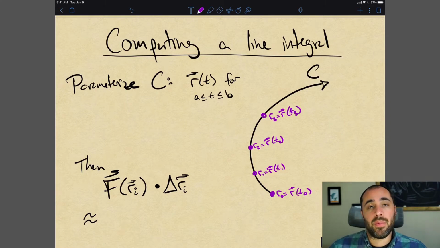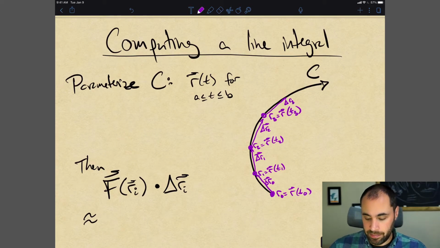But if we parameterize the path, that is, if we can write it as r of t for some time parameter t, then really we could think of this as a subdivision of time. That is, each point will correspond to some time interval, or some point in time. We can talk about the difference between these points, as we did with the Riemann sum. But we'll add something new here.